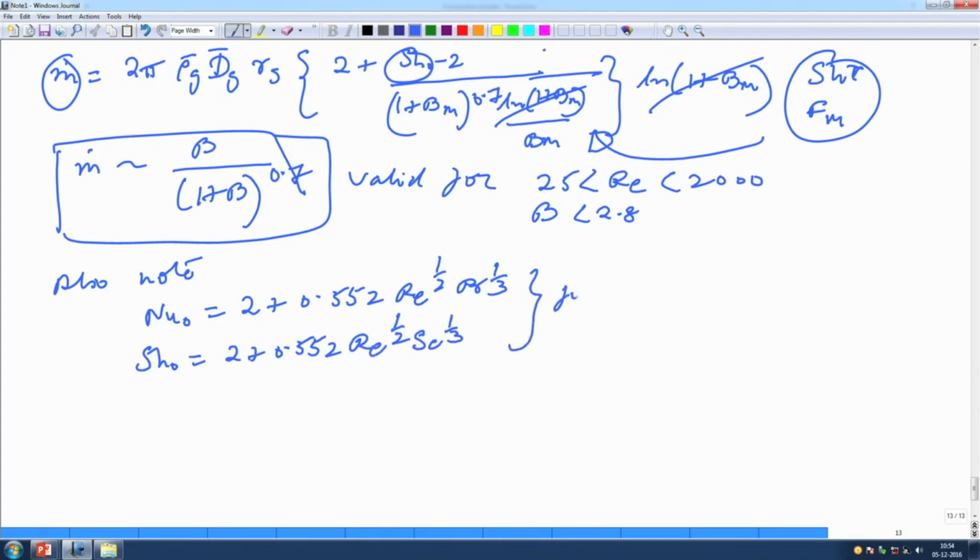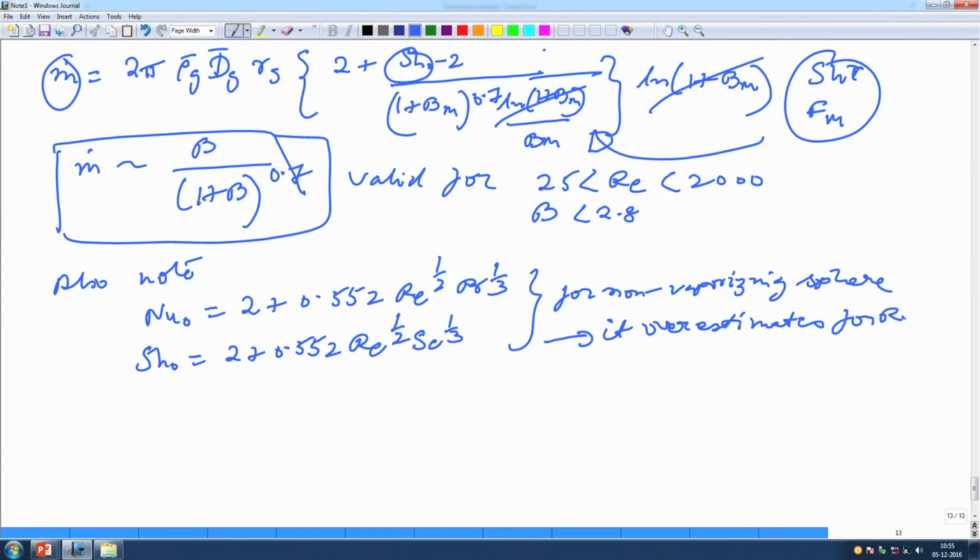This is for a non-vaporizing sphere. And it has been shown that it overestimates for Reynolds number less than or equal to 10, because these are for non-vaporizing spheres, as we already stated.